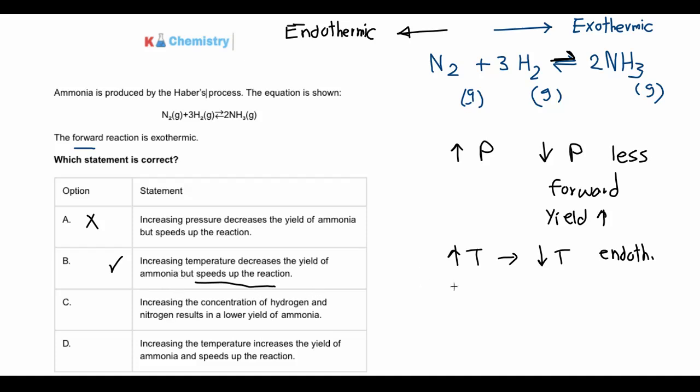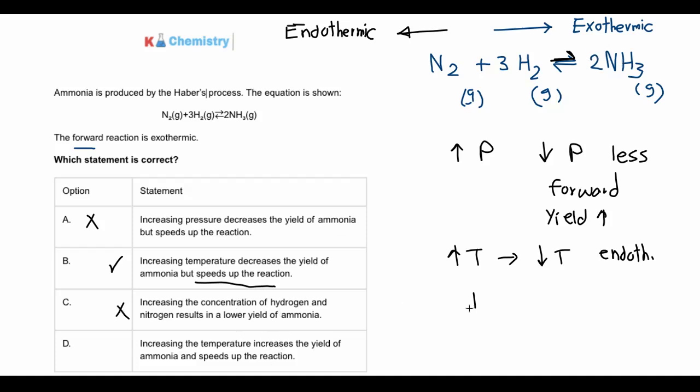Increasing the concentration of hydrogen and nitrogen, the system will try to decrease them. So it will move where? If you increase the concentration of hydrogen and nitrogen, it will try to decrease them. So it will move to the ammonia. It will not try to make them. It will move to the ammonia. So it increases the yield, not lowers the yield of ammonia.